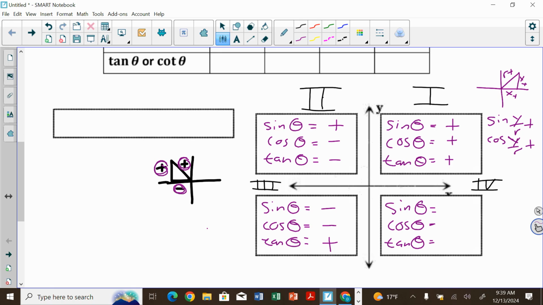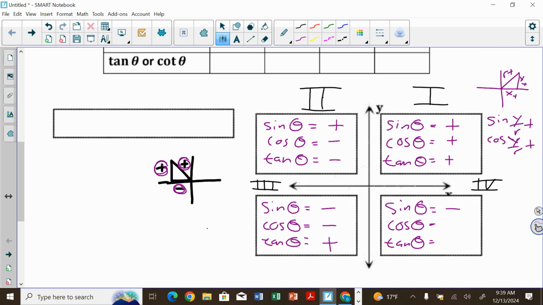Tangent is going to be positive because both your y and x are negative. So your y and x are negative. That's why cosine and sine are negative. But in that case, your ratio for tangent will be positive because a negative divided by a negative would be a positive. And over here, your sine would be negative because your x would be negative.